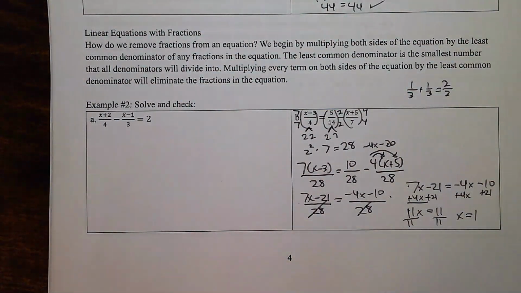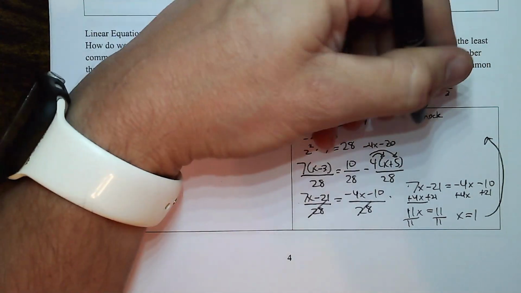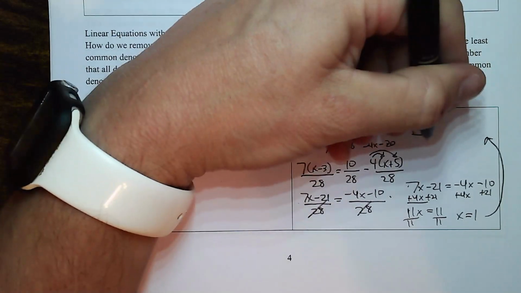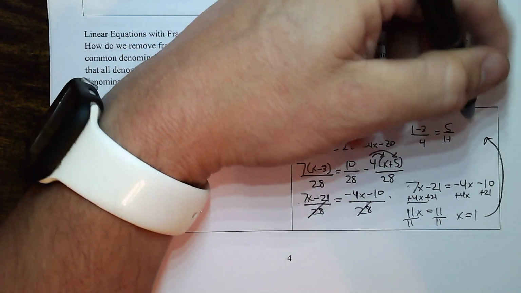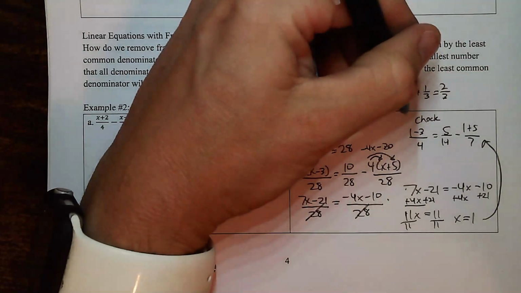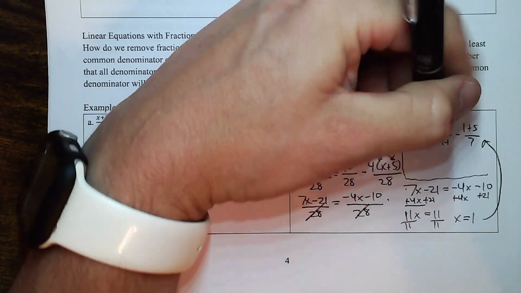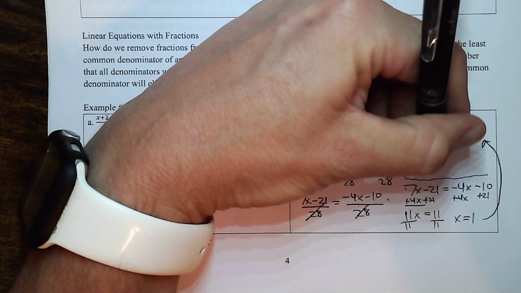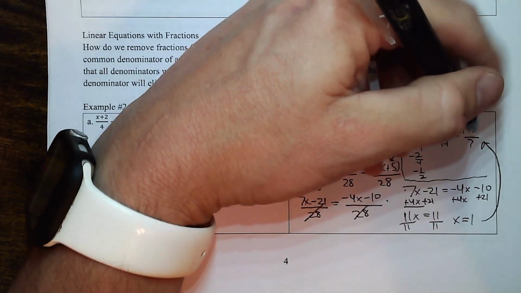Now, I should probably check this, and I'm going to check it up here. So 1 minus 3 divided by 4 equals 5/14 minus 1 plus 5 divided by 7. This gets a little messy here, so I'm going to cross this off and leave some room. 1 minus 3 is negative 2, so negative 2/4, which is negative 1/2. Okay, 5/14. 1 plus 5 is 6/7.